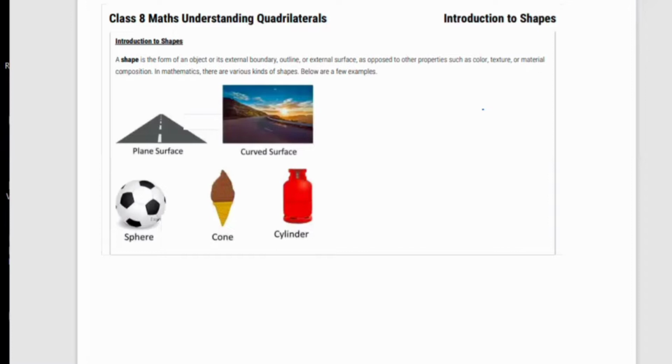Introduction to shapes. A shape is the form of an object or its external boundary, outline, or external surface, as opposed to other properties such as color, texture, or material composition in mathematics. These are various kinds of shapes. Below are a few examples: plane surface, curved surface, sphere, cone, cylinder, etc.